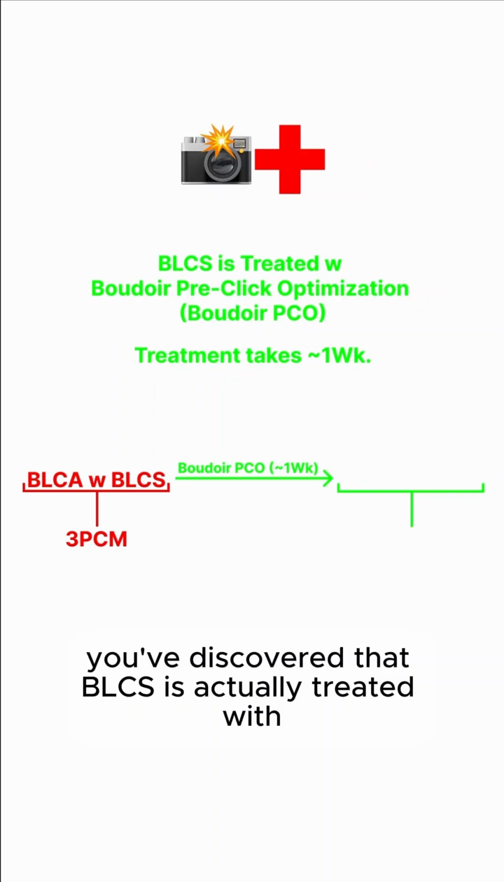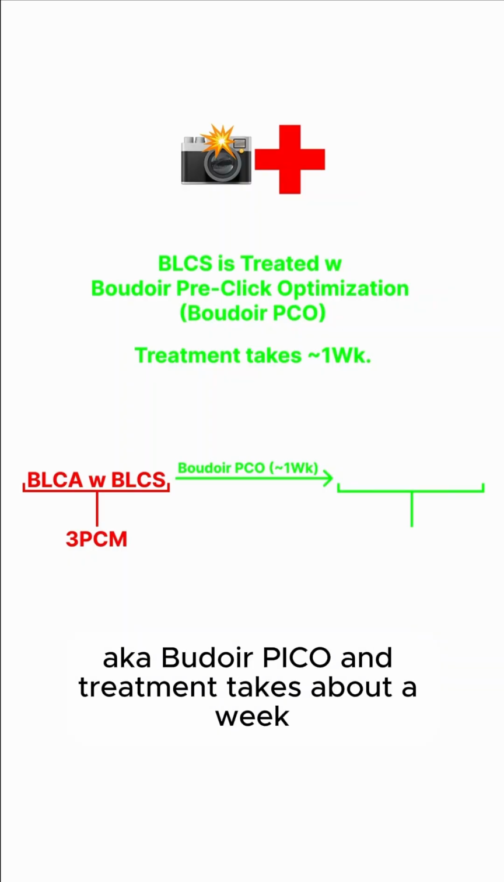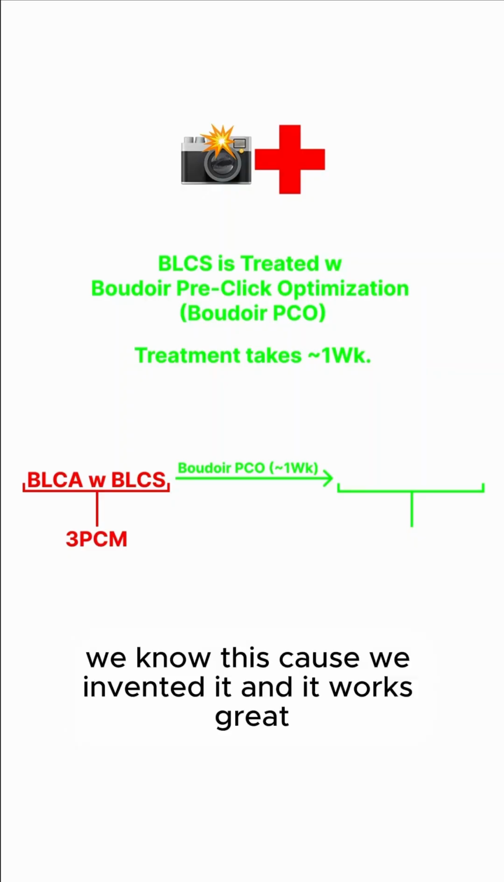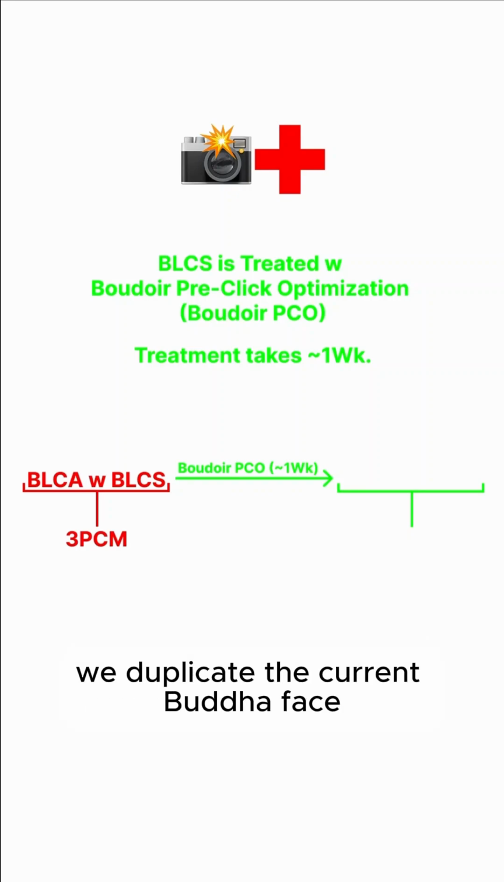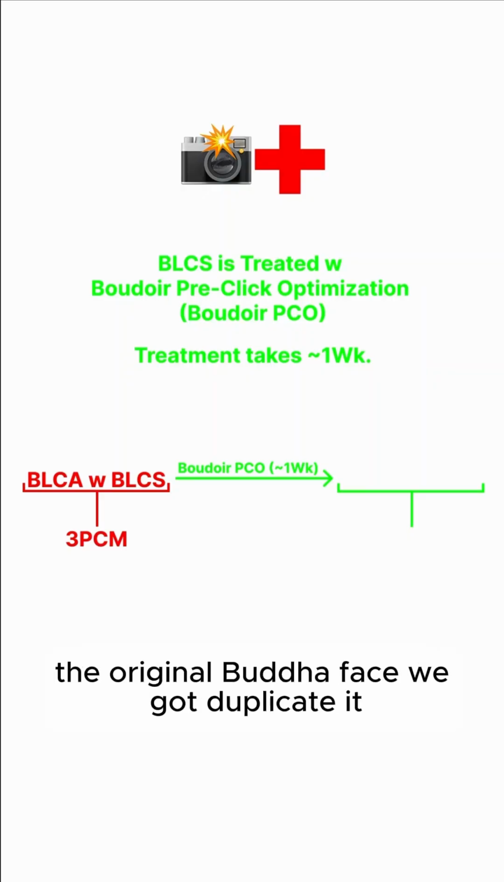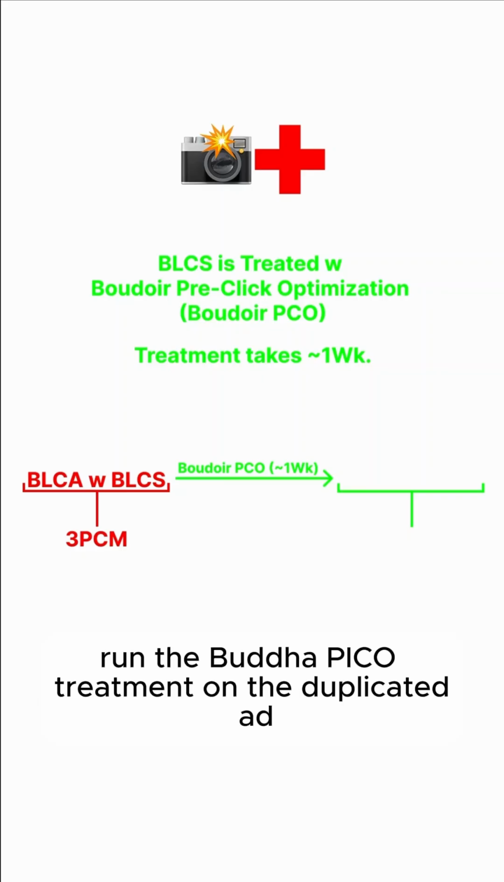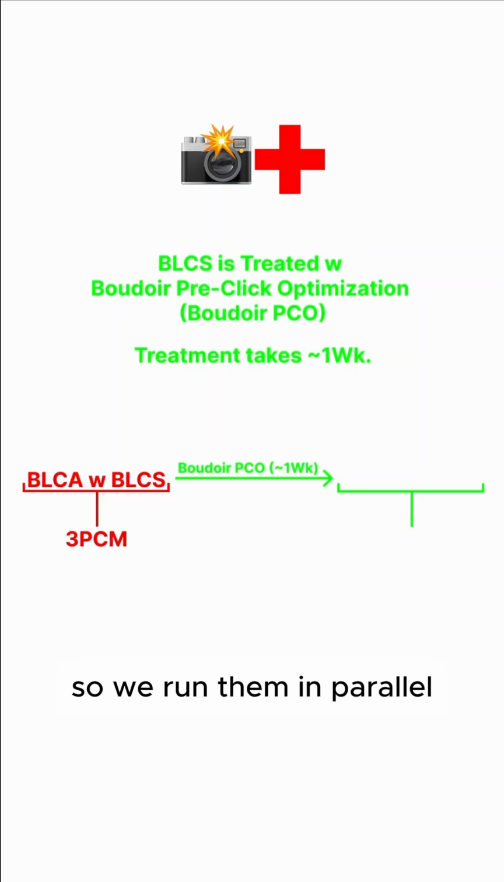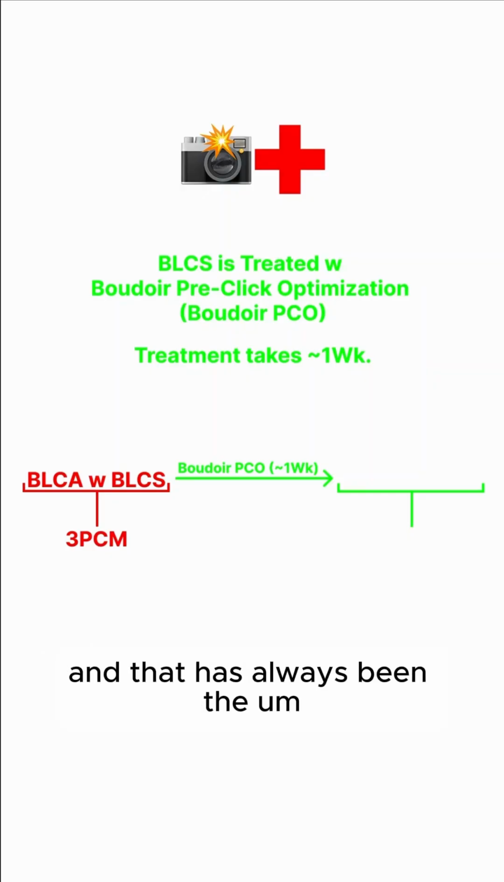Now, you've discovered that BLCS is actually treated with boudoir pre-click optimization, aka boudoir Pico, and treatment takes about a week. And we know this because we invented it, and it works great. The way it works is we duplicate the original boudoir Facebook ad, and we run the boudoir Pico treatment on the duplicated ad. So we run them in parallel, and at the end of the treatment, we keep whichever one has the best metrics.